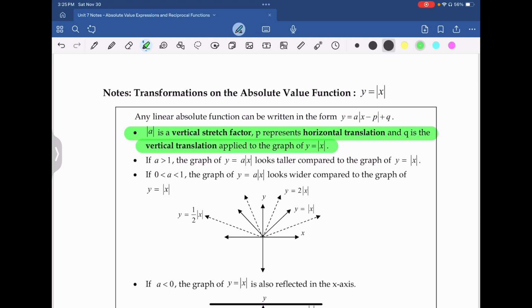If a is greater than 1, it looks taller, so it's going to be more straight up. We know that the slope of the graph, which is this a value, if you really want to consider that, when the vertical stretch factor is large, it looks steeper. If the vertical stretch factor is something between 0 and 1, it looks more flat, and so we should be expecting that 1/2 is going to look a lot flatter than something like a 2 for an a value.